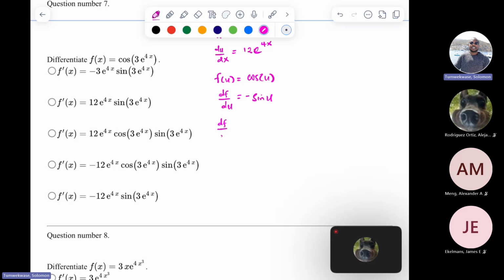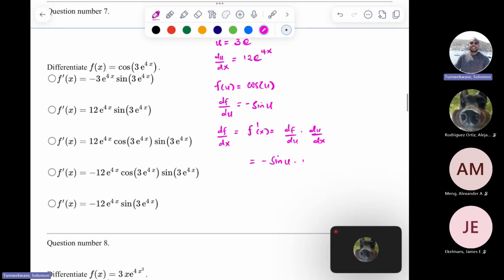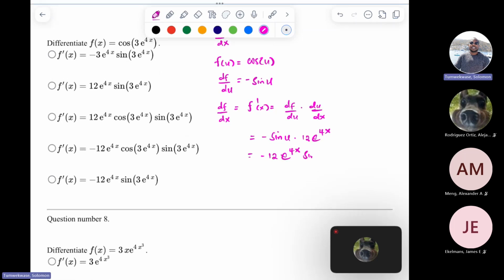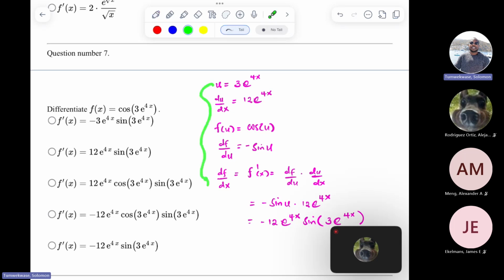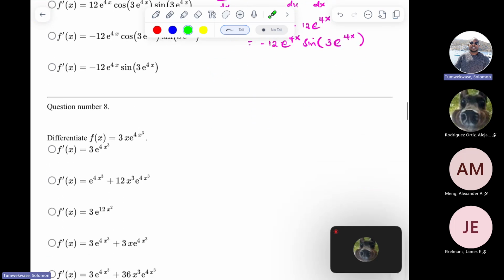And by chain rule, df dx, which is f prime of x, is df du, then times du dx. And this is df du, which is negative sine u, right? Then times du dx, which is 12e to the 4x. So this is negative 12e to the 4x, then sine u, but u is the same as 3e to the 4x. So you see that when you do chain rule step by step, you really end up with the same answer that you could have ended up with, okay?